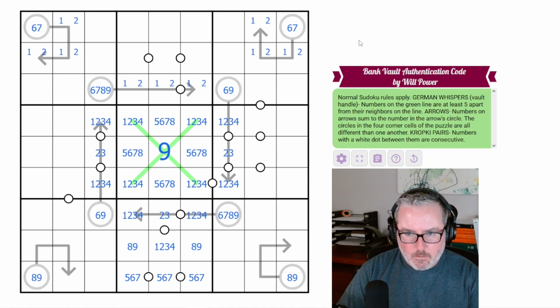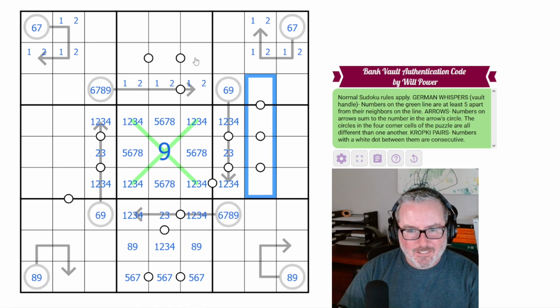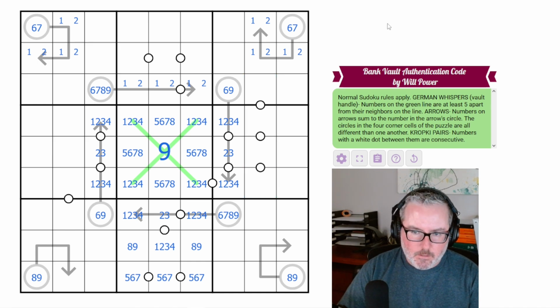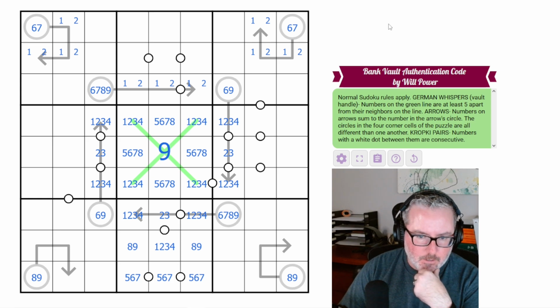Okay, so we know those and those. Again, we kind of have a little bit of information we could put in here, but I'm not quite sure it's exactly what we need just yet. It might be, though.